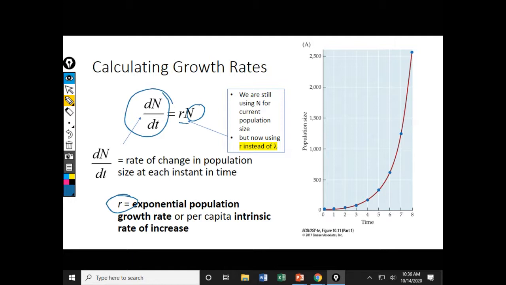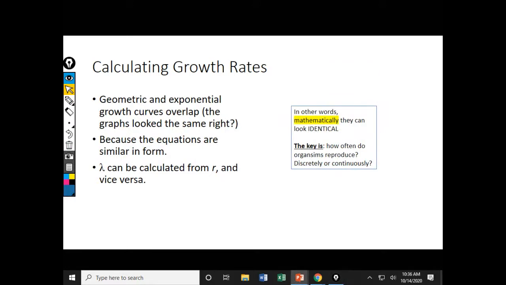Any questions about the difference between R and lambda? And like I said, I'm not going to make you calculate the actual rates. We are going to use them. I really do want to make sure that we feel good about this. So remember that geometric and exponential growth curves, the graphs looked exactly the same. And that makes sense, because at that point, all we're looking at is what the population abundance looks like from one year or one time step to the next.